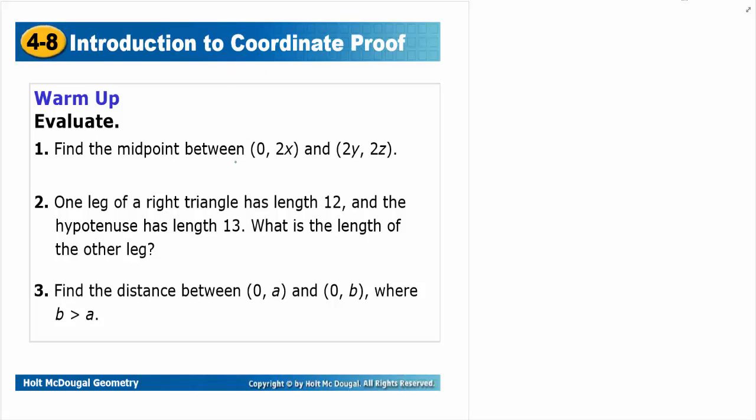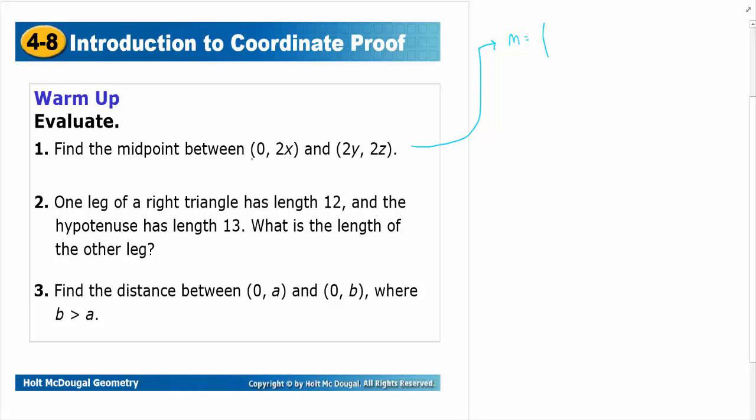Okay, so first example here, we have find the midpoint. So we have to know our midpoint formula between these 2 points. So if I come up here, I'm going to use our midpoint formula. As a reminder, the way I like to remember the midpoint formula is to think of it as the average of the x's and the average of the y's.